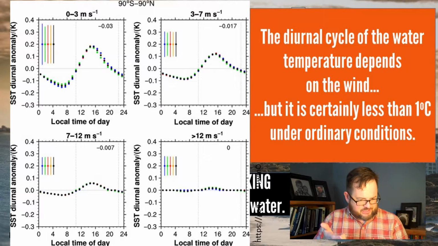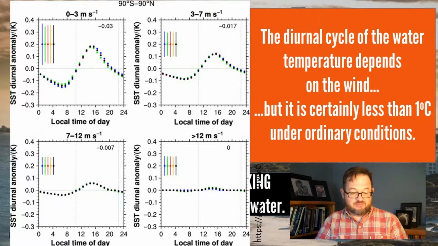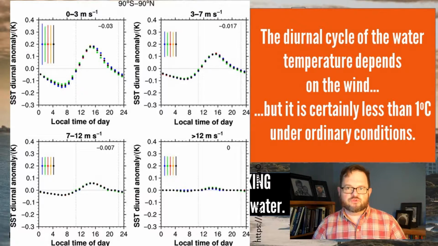But take a look at the scale here. Even in the top left diagram, which clearly has the greatest diurnal cycle of temperature of the surface of the ocean, the cycle's only a few tenths of a degree Celsius on average. It's rare that the temperature of the ocean might vary as much as 1 degree Celsius over the course of a day. What about the land?